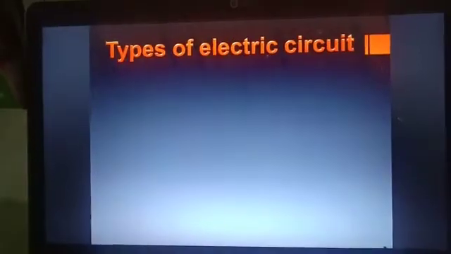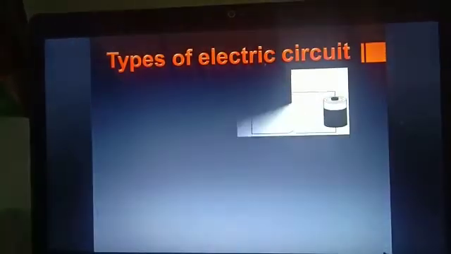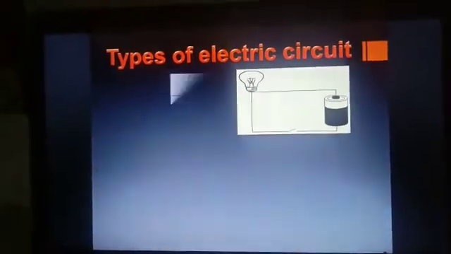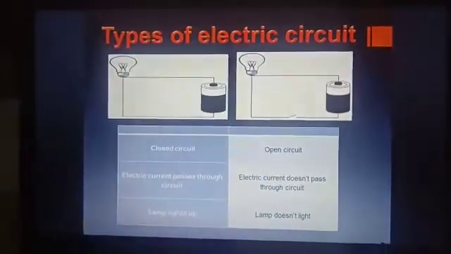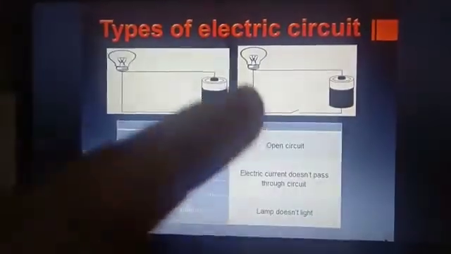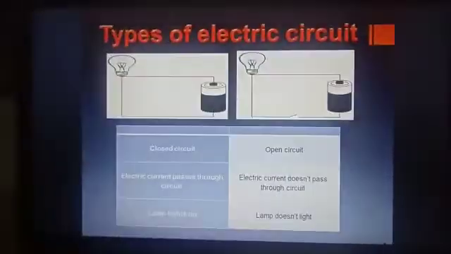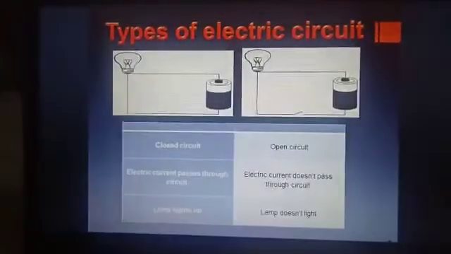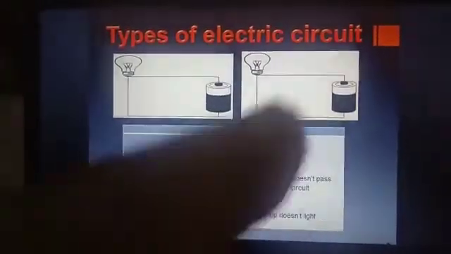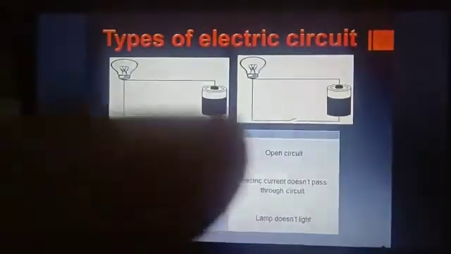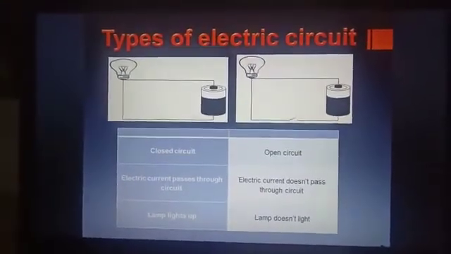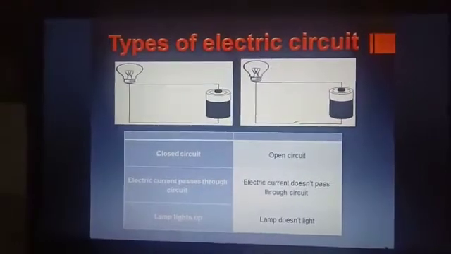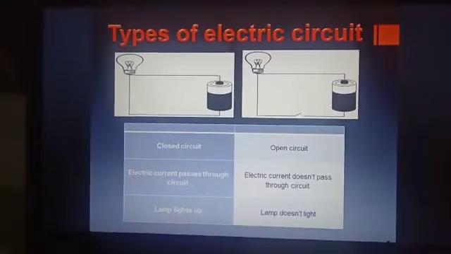Actually, we have two types of electric circuit: open electric circuit and closed electric circuit. What's the difference? Let's see the open. Here, the switch is open. If the switch is open, it means that there is a gap here, so the electric current will not pass to the other side of the wire. So the electric current doesn't pass through the circuit, and the lamp doesn't light.